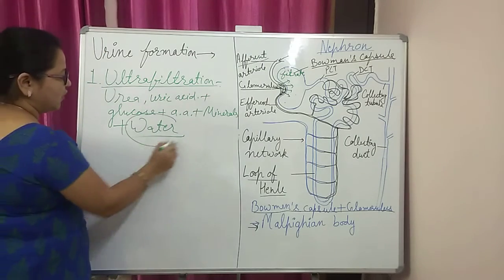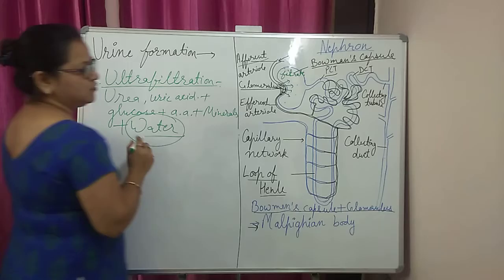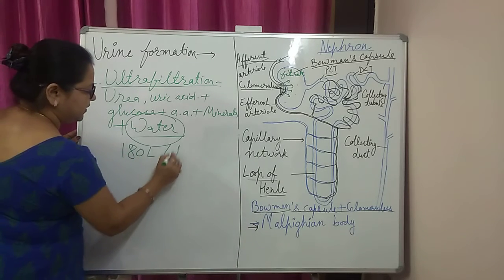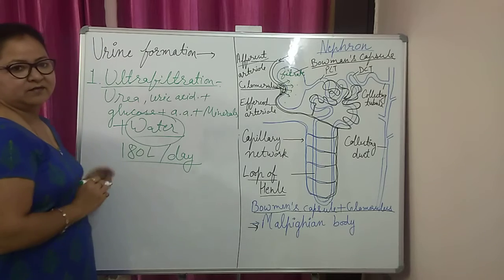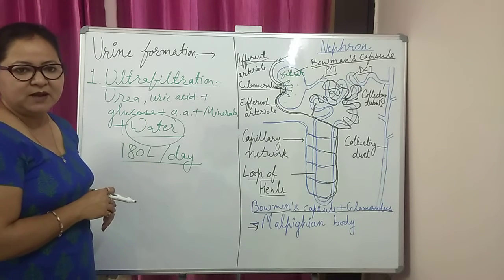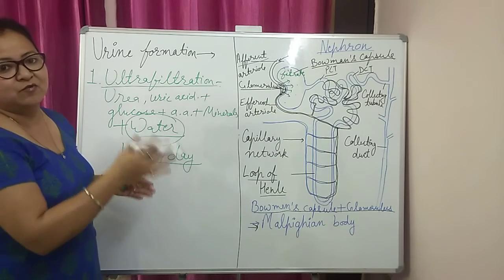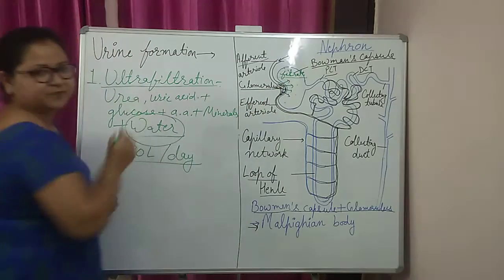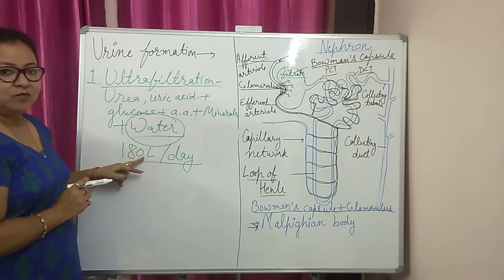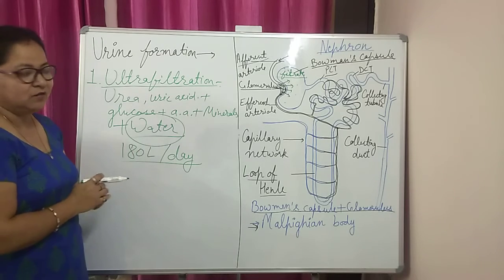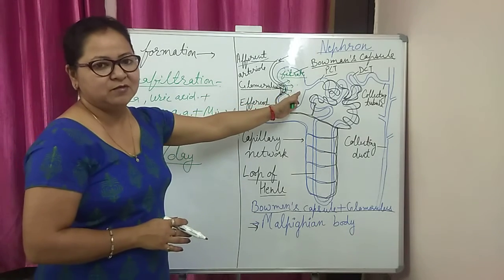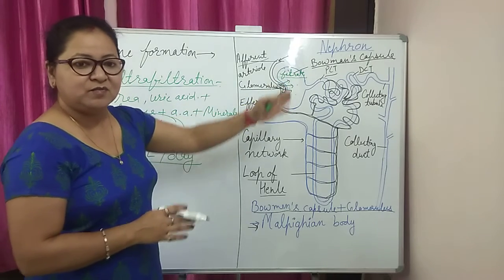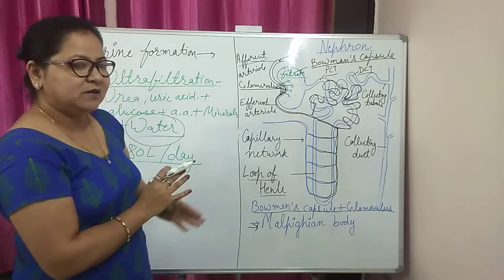If lots of water comes inside this Bowman's capsule, how much? It is about 180 liters per day. Oh my God! If such an amount of urine were formed, we would have to sit all the time for its removal. But it is not urine. I use the word filtrate. So it is formed at 180 liters per day. It means all the water will enter into the Bowman's capsule in a day. We need this water. This should be absorbed. How will it be absorbed?